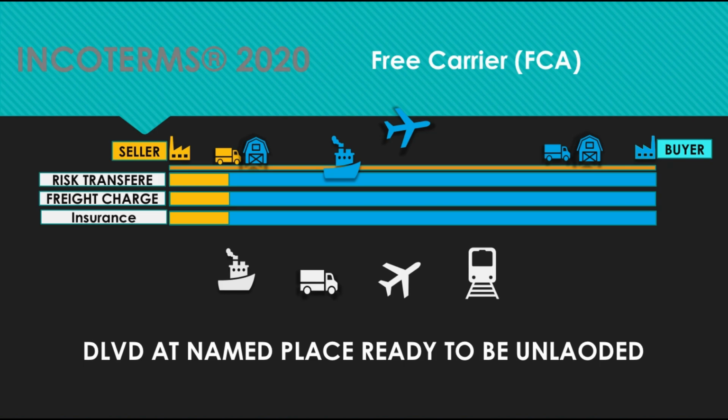The freight charge definitely is on the seller until that point, and also logically the seller will insure the goods because the responsibility and the risk is on him. Then the story goes like this: the goods must be delivered on truck, ready to be unloaded, so the unloading is on the buyer and buyer's agent.